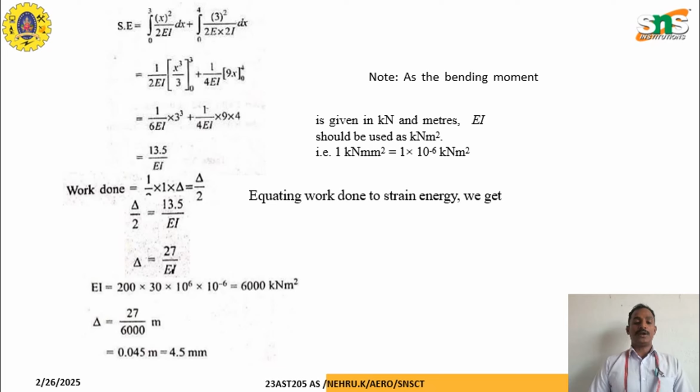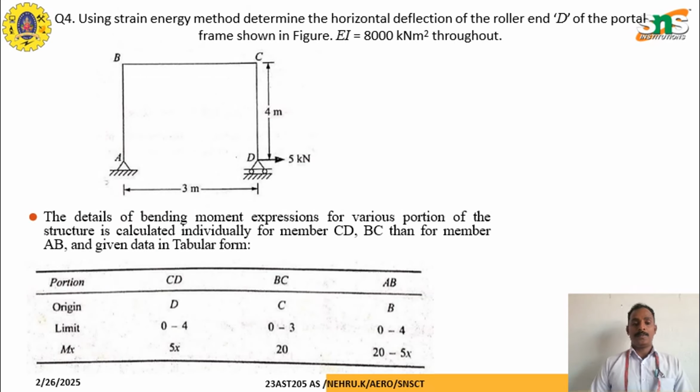Equating the strain energy to the work done, that is half times load into delta, we get delta equal to 27 by EI. The material property E equals 210 gigapascal, and I equals the given value for the member. So we get delta equal to 27 by 6,000 in the given units. The deflection of this particular frame will be 4.5 mm.